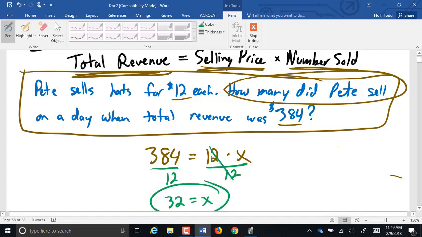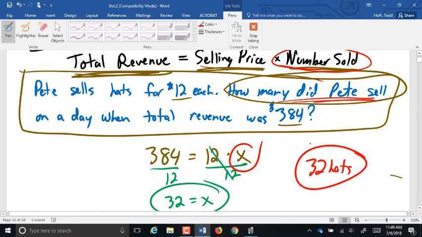Equals X. Now, with a word problem, we do have to make sure that we have answered the question. X equals 32. X was describing the number sold, and that is what we were asked to find, was how many sold. So 32 hats sold was the answer to our question.